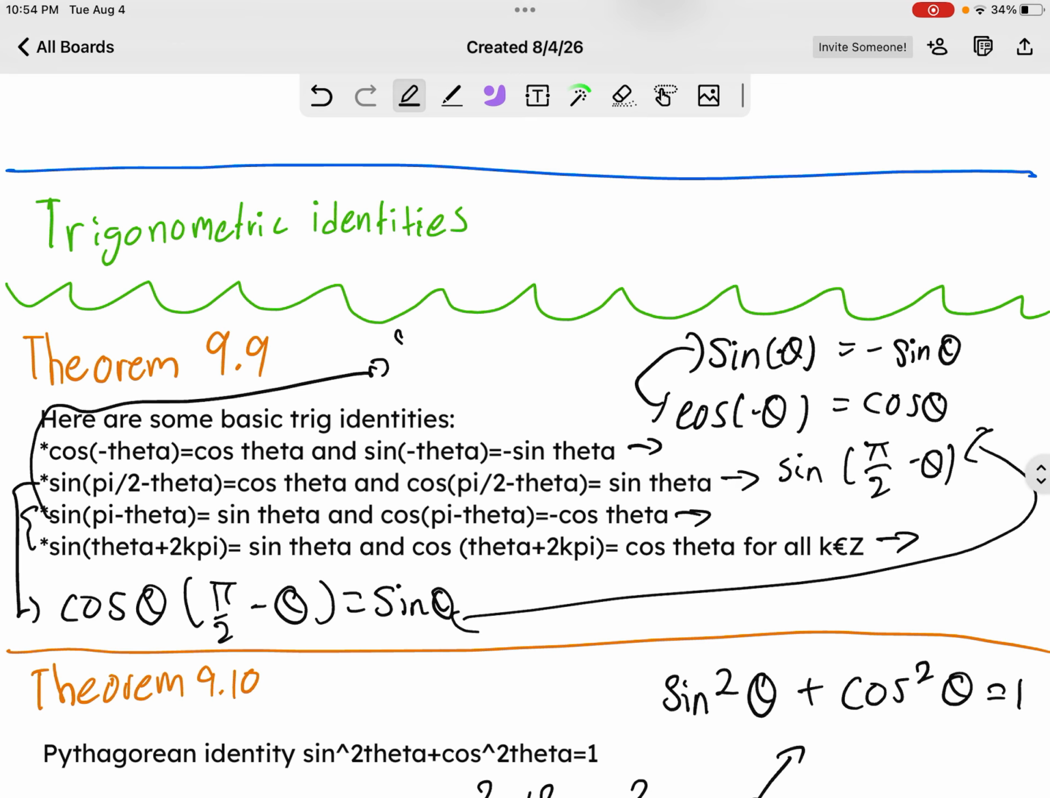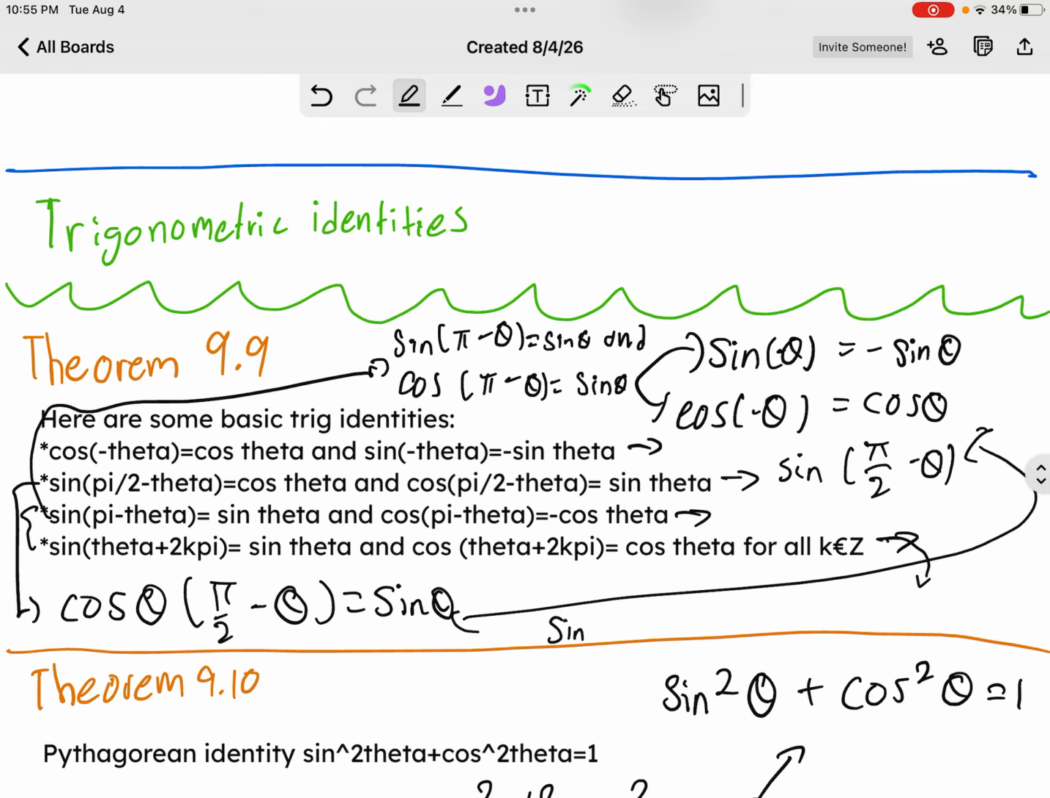Okay, sine of pi minus theta will be equal to sine theta. Oh my god, yeah, it's getting way too small, way too clumped up here. Okay, and cosine of pi minus theta will be equal to negative cosine theta. And for the last one, I'm just gonna write it right here.